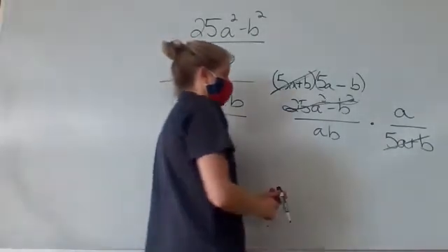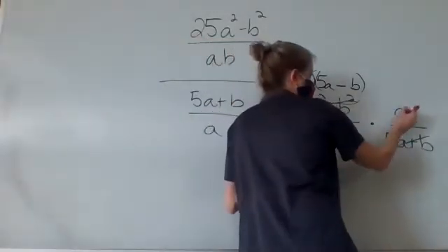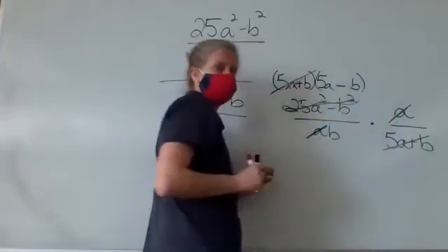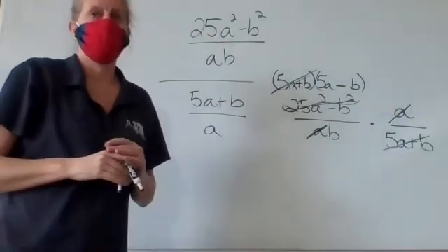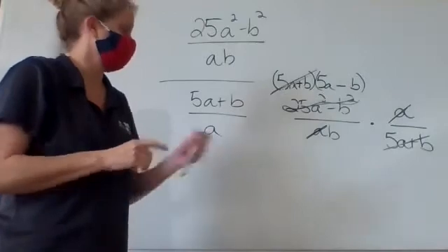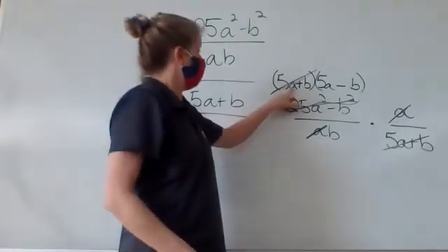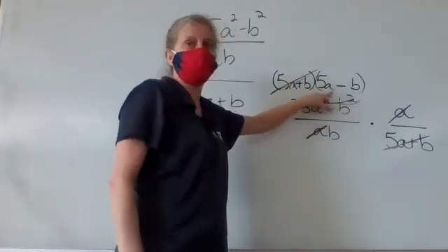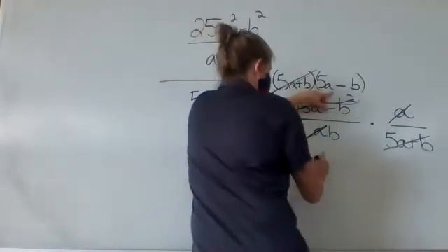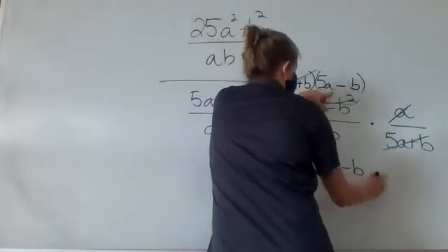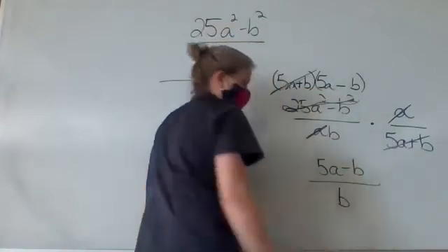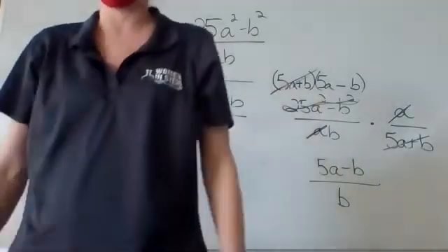I also see this a can cancel this a. Then your answer is essentially what is left. I canceled the 5a plus b and the a. So the only thing that's left in your numerator is 5a minus b over b. Only thing that's left in the denominator, since that a and all that canceled, is the b. That's your answer.